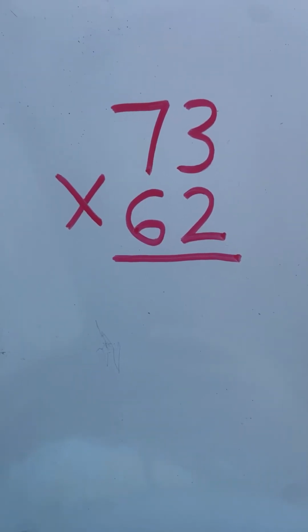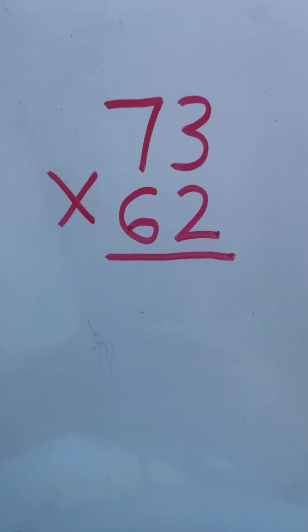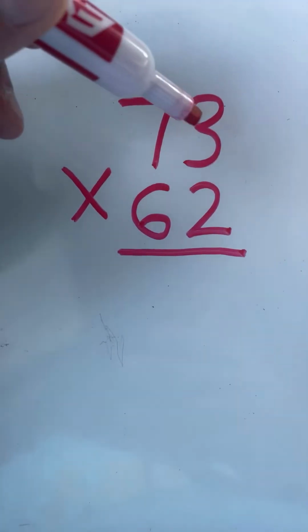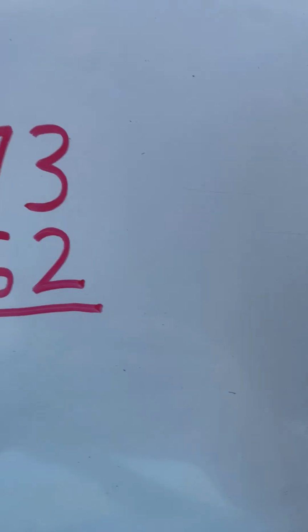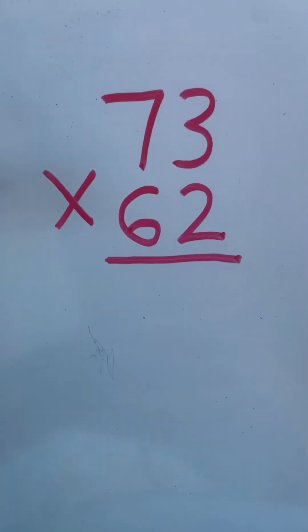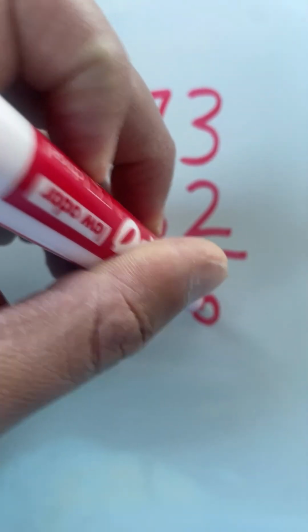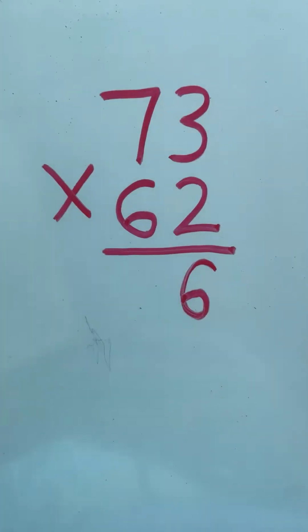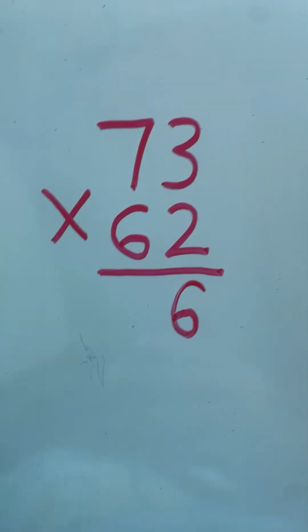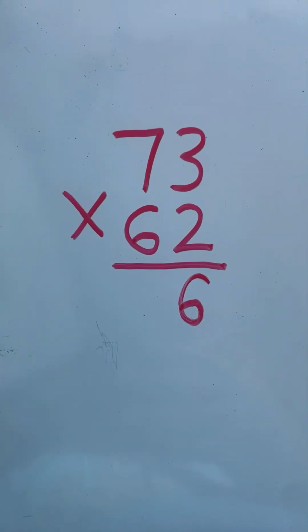So the first thing we're going to do is multiply both digits in the ones place. We're going to start off by multiplying 3 times 2. 3 times 2 equals 6. Now we do not need to regroup in the ones place because our product is less than 10. We only regroup when our product is 10 or more.